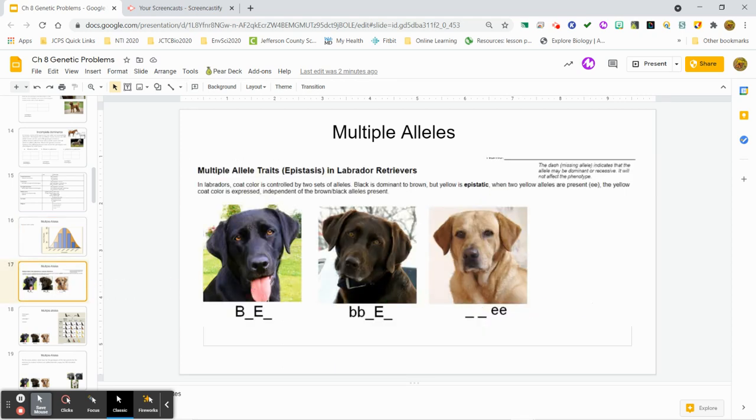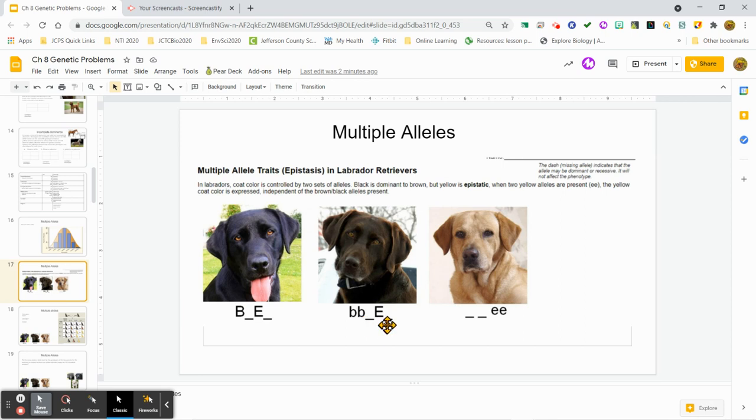Another example is Labrador retrievers, and this is also an example of epistasis, which I'll show you in a minute. But black is dominant over brown, right? So if you're looking at the first one, he only has to have one big B to be black. The second allele could be a big B or a little b, it doesn't matter. And this doesn't really matter for him to be black. He does have to have one big E, and it doesn't matter what that second allele is. This one has to have recessive. So chocolate is recessive to black.